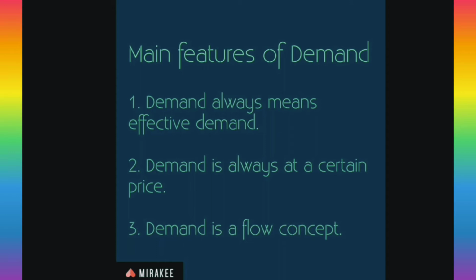And number 3 is demand is a flow concept, as it is expressed per unit of time, say per day, per week, per month, etc. For instance, at a ticket price of rupees 200, you may be willing to visit the cinema only once a month. But if the ticket price comes down to rupees 100, you may be willing to go to the cinema 3 times a month.